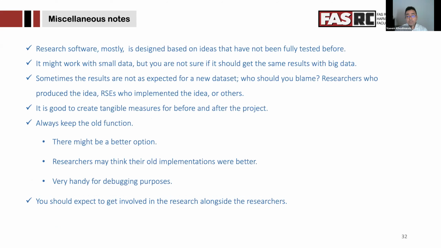It's good to create tangible measures for before and after the project. And I think you should always keep the old function, because there might be a better option and you can use it. But most of the time, researchers may think their old implementation was better. And in that case, they can directly use their old implementation to see if it was better or not. And also it is very handy for debugging purposes.